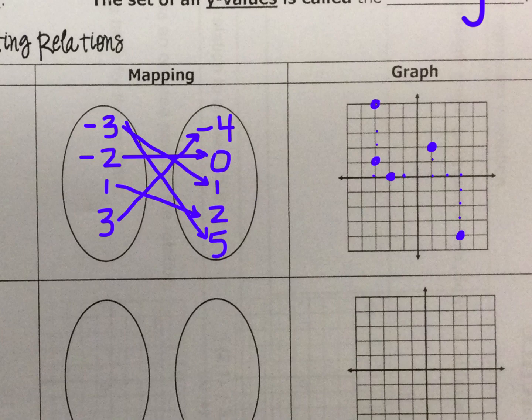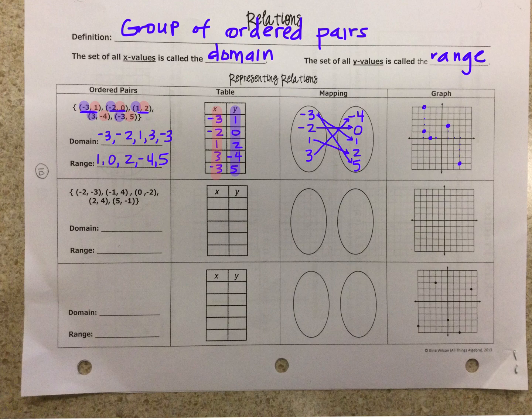So I just did the first one for you, so copy all that down. Then I need you to do what I just did, but this time you need to use these. Oh, I didn't mean to draw through that. Use those points right there. Use that information to put it into the range and domain, the table, the maps, and then the graph.